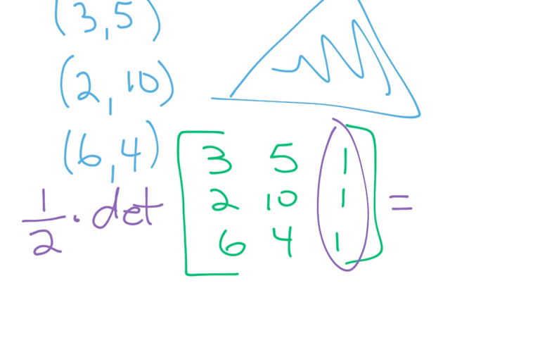Negative 14 in your calculator, and then you take 1/2 of that. So that's going to be negative 7, but I said absolute value, 7 is our area. So it's actually a nice whole number, believe it or not. So pretty neat that that works. So that's one of those things that you haven't done before.